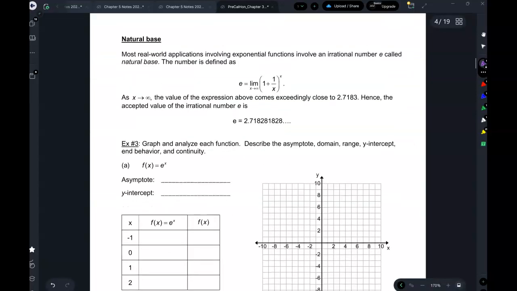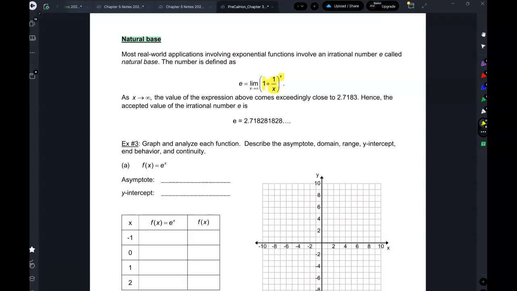All right. Natural base. The natural base is e, remember? Most real-world applications involve not 2 to the x or 3 to the x, but e to the x. e is the natural base. Now, what is e? There is this term, 1 plus 1 over x, to the power of x. This term shows up in a lot of calculations, formulas, derivations, and so on. It's just a very, very common thing.